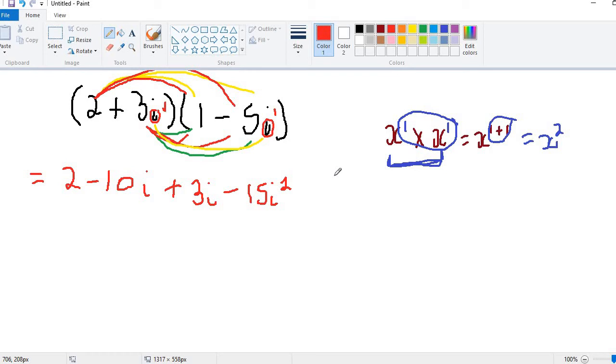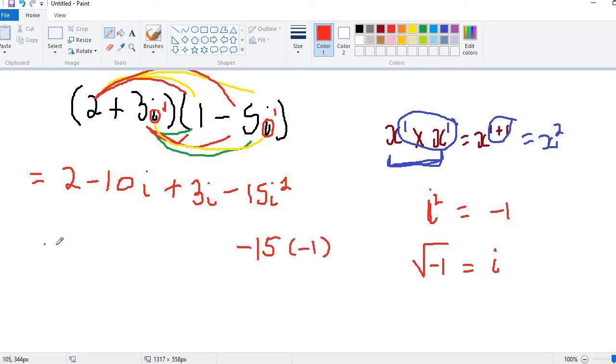So yeah, in imaginary numbers, i squared is equal to negative 1, and then the square root of negative 1 is equal to i. This is the rule of imaginary numbers. So here we have an i squared, so we're going to change this i squared to a negative 1.